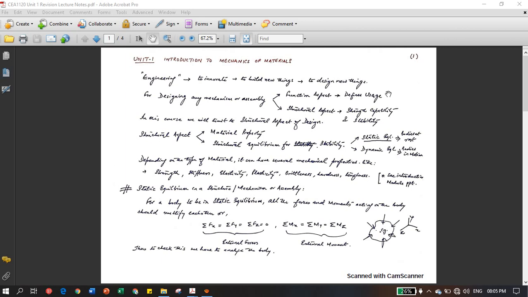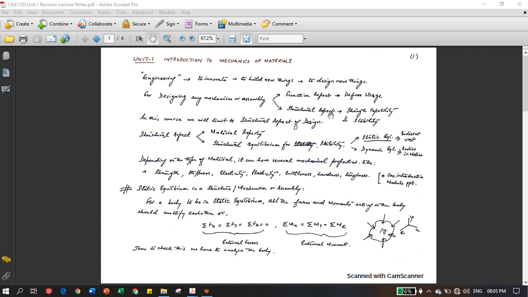The second is your structural aspects. Whatever you are going to design, it should be able to hold whatever loads are there. It should be able to withstand those loads and serve its purpose. We have two structural aspects: strength capacity, or strength capability, and the second is your stability. The structure or mechanism that you are going to design should be stable.